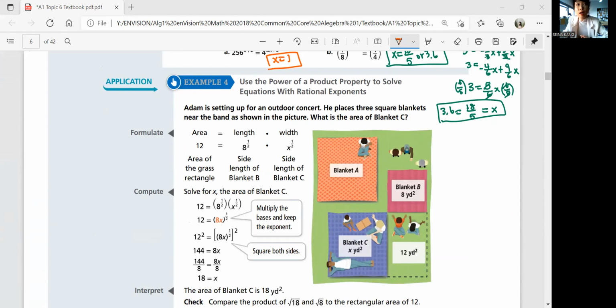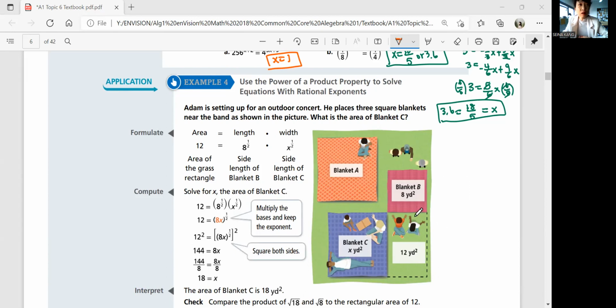Adam is setting up for an outdoor concert. He places 3 square blankets near the band as shown in the picture. What is the area of blanket C? All right. So the blanket C has an area of x yards square. And you know this tiny blanket is 12 yards square. And then blanket B has 8 yards square. So how do we figure out what the area of blanket C is?